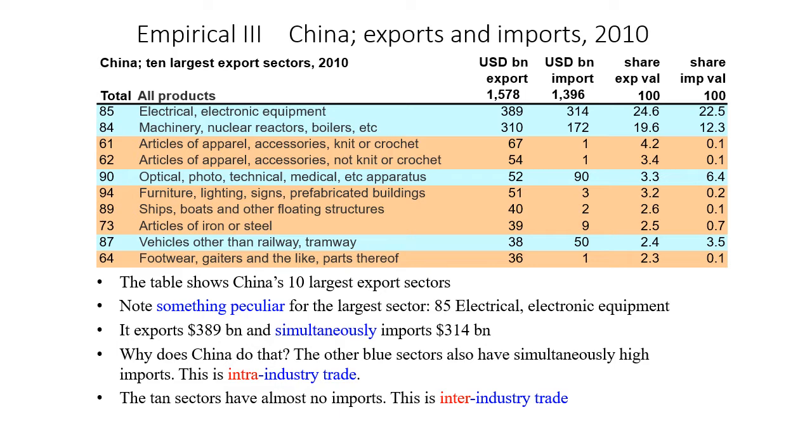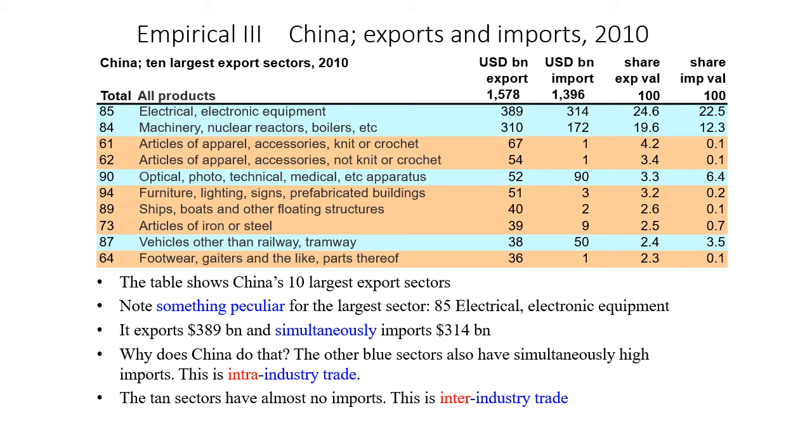To further show intra-industry trade and inter-industry trade, that's intra with the A and inter with the E trade, what we've established here is looking at Chinese exports and imports. All the blue or light blue highlighted products are a representation of intra-industry trade. That's the one with the A. And all the orange products highlighted here are a representation of inter-industry trade.